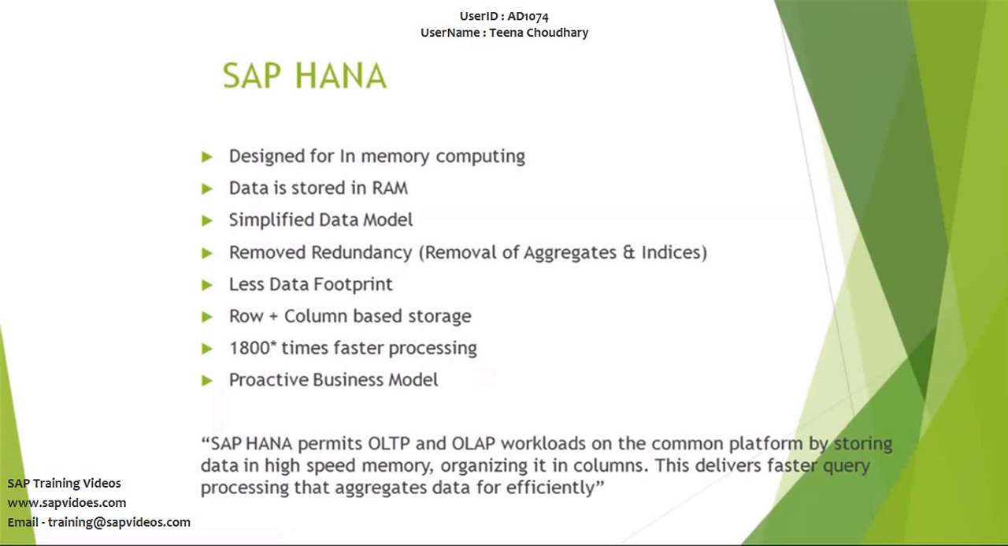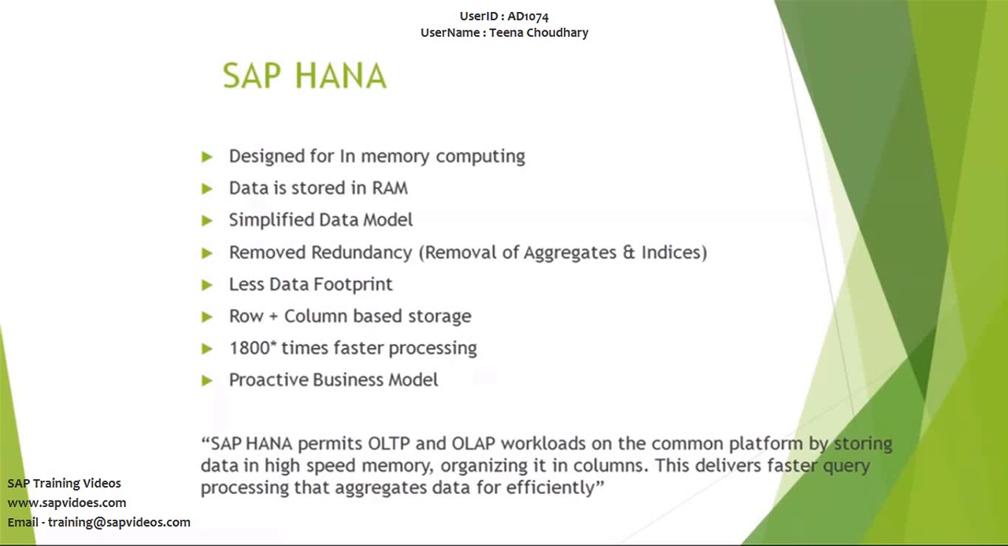Okay, and that is the reason why this is the figure that I got from SAP. I'm not sure whether this is the correct figure, but they are saying 1800 times faster processing of data. Now this can vary based on the scenario. It also varies based on how much RAM you are installing on your computer. There are a lot of things on which this is dependent.